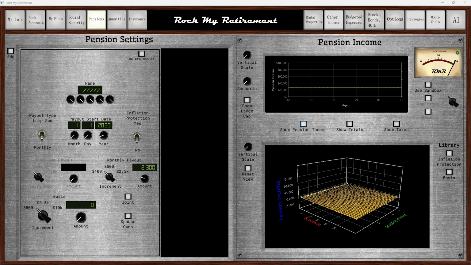This is important because when you start receiving pension payments, you'll not have to pay income tax on the part of the payment that represents your basis.